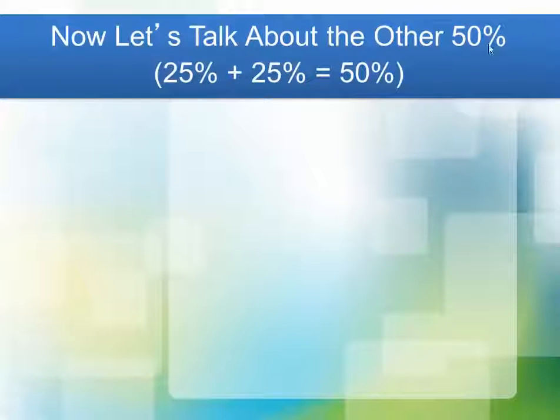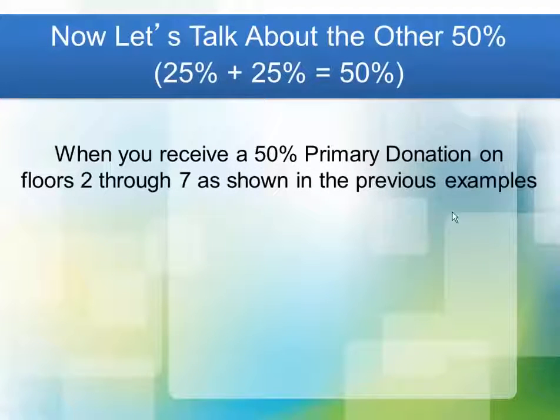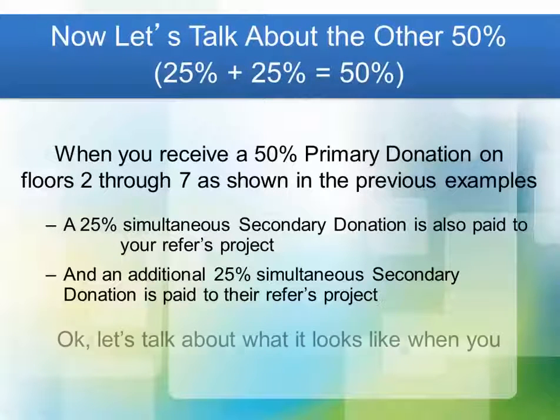Now let's talk about the other 50%, which was, as I mentioned, 2 25% secondary donations. When you add them up, they equal that other 50%. When you receive a 50% primary donation on floors 2 through 7, as shown in the previous examples, a 25% simultaneous secondary donation is paid to your referrer's project, and an additional 25% simultaneous secondary donation is paid to their referrer's project. And these two 25% donations add up to that 50%. So that's how it works.